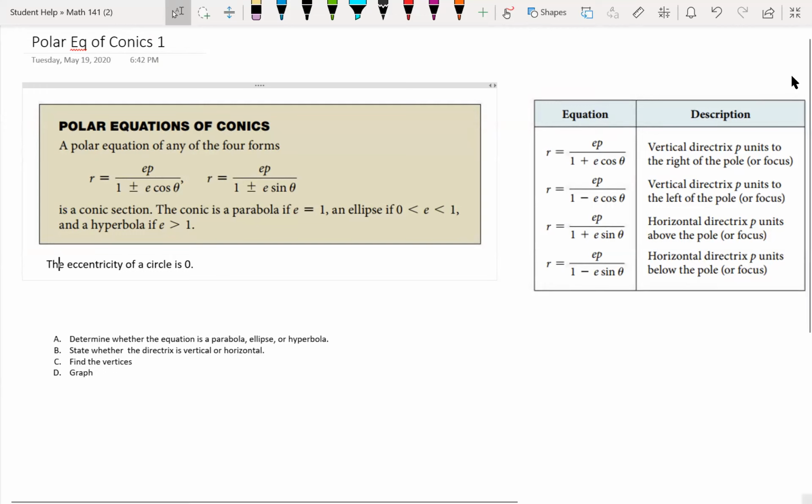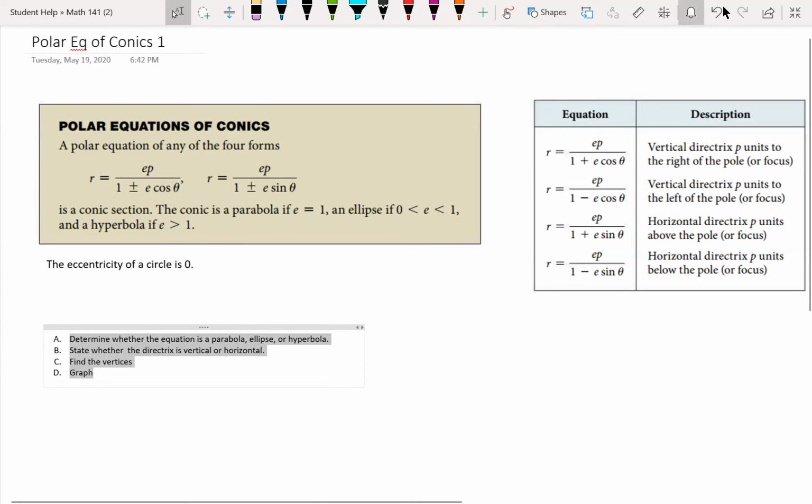We can see if E is equal to 1, we know that we're going to have a parabola. If E is a fraction, then we have an ellipse. And if E is greater than 1, we have a hyperbola. Also, I just put a note here down at the bottom that if the eccentricity is 0, then that means that we have a circle.